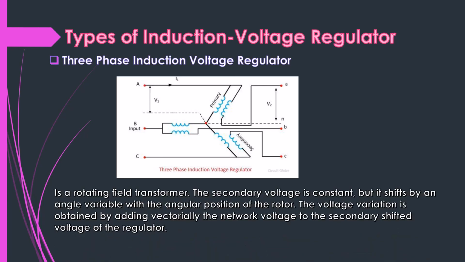Three-phase induction voltage regulator is a rotating field transformer. The secondary voltage is constant, but it shifts by an angle variable with the angular position of the rotor. The voltage variation is obtained by adding vectorially the network voltage to the secondary shifted voltage of the regulator.